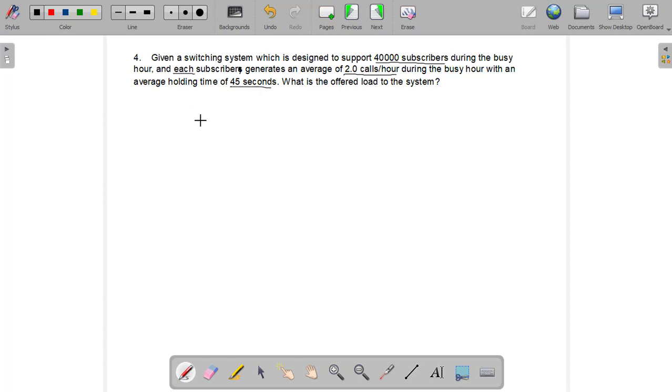So to find the offered load, first of all, we have to find the traffic generated per user or per subscriber. And so we are going to use the same formula, nH divided by T. Our small n is 2 calls per hour, so 2 multiplied by the holding time, 45 seconds, divided by the observation period. Since our holding time is in seconds, our observation period must also be converted to seconds, so that is 3,600. And for that, we are going to have 0.025 erlangs as the traffic intensity generated per user.